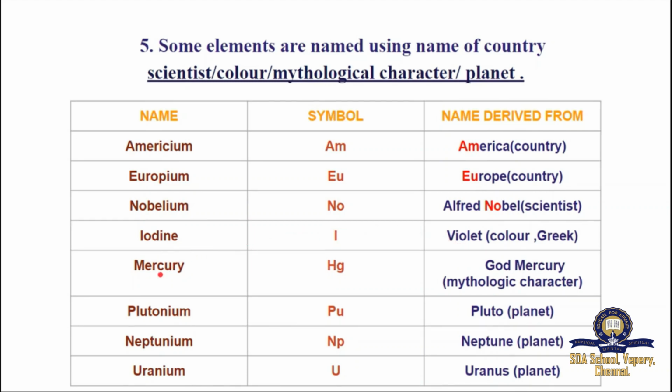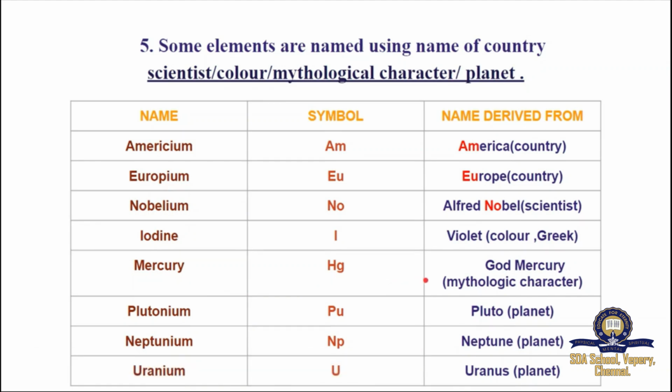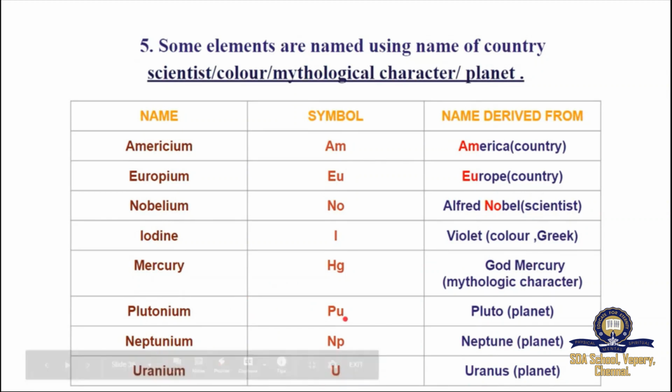For the name mercury, the symbol is Hg and the name is derived from the god Mercury. God Mercury is a mythological character. The name plutonium, the symbol is Pu and the name is derived from Pluto. Pluto is a planet. And for the name neptunium, the symbol is Np, and the name is derived from Neptune. Neptune is a planet. For the name uranium, the symbol is U, and the name is derived from Uranus, and it is a planet.